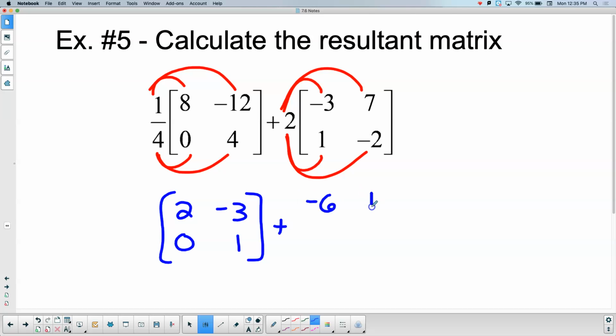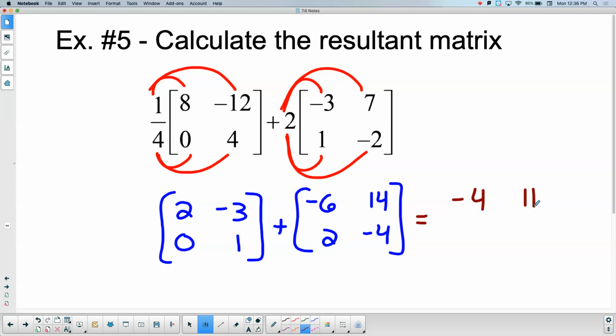Negative 6, 14, 2, negative 4. 2 plus negative 6 is negative 4. Negative 3 plus 14 is 11. 0 plus 2 is 2. 1 plus negative 4 is negative 3. That gives me a 2 by 2 matrix. Negative 4, 11, 2, negative 3.